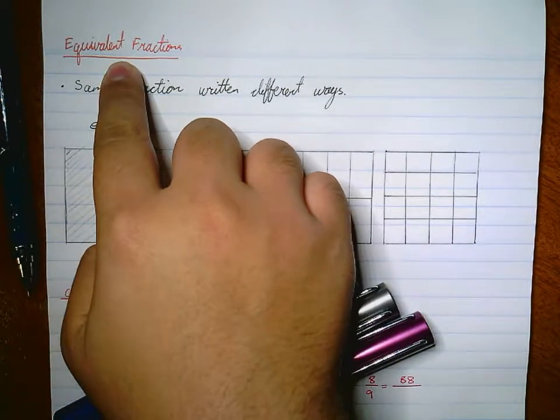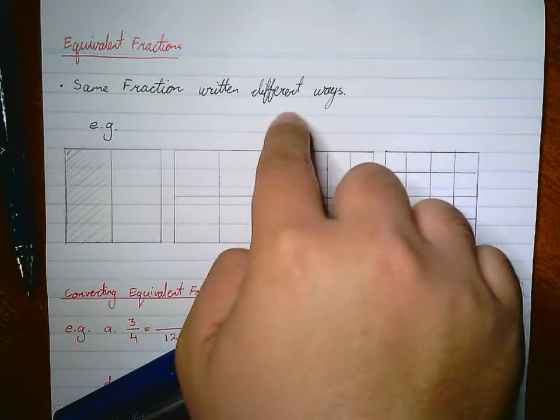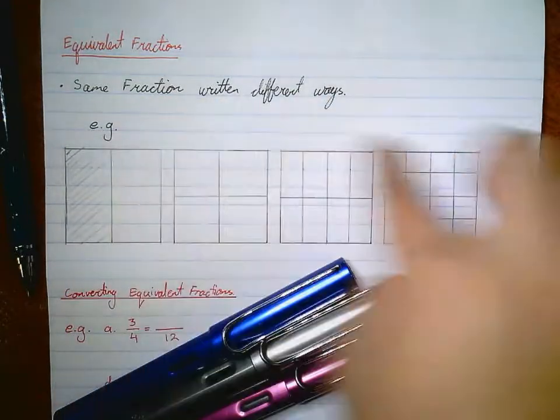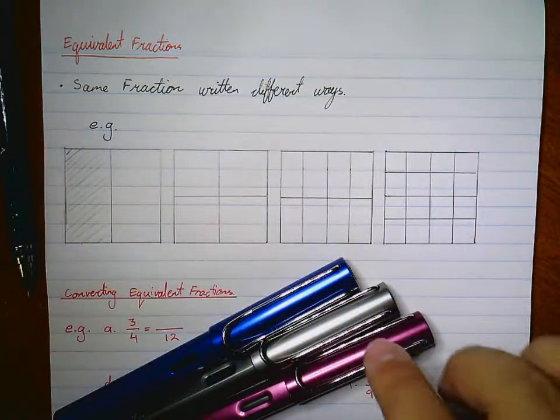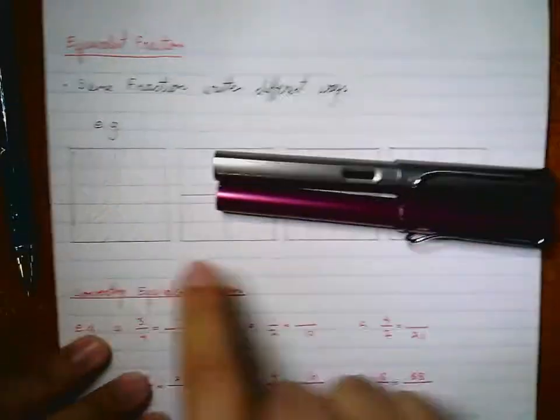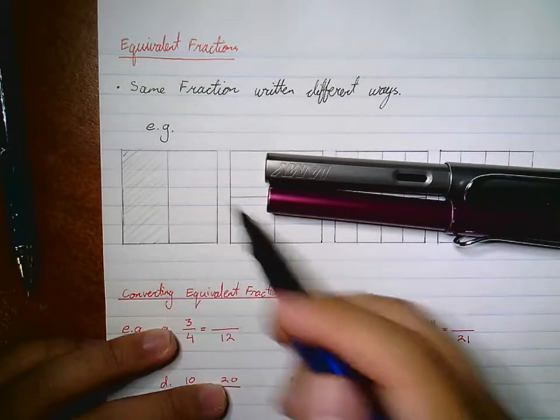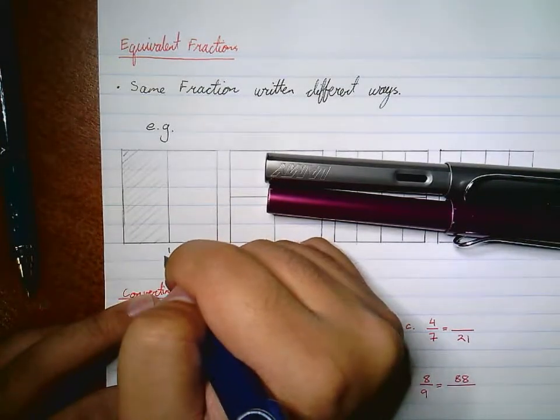The main idea of equivalent fractions is that they are the same fraction written different ways. So let's take, for example, these illustrations here. Let's take a look first at this first fraction that we have here. The fraction that is shaded over the total is 1/2.